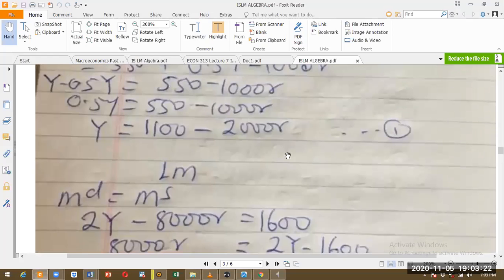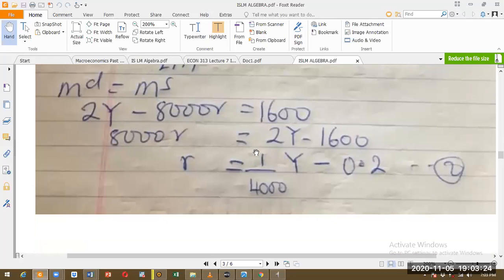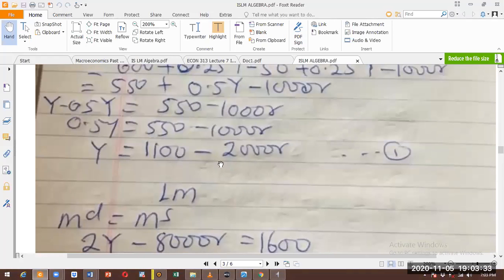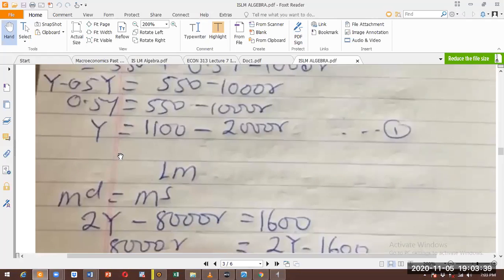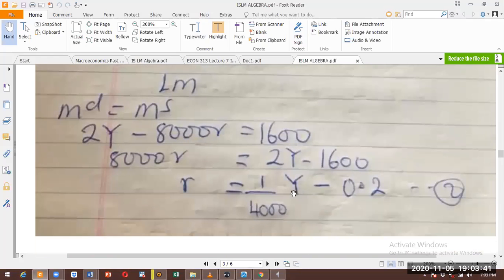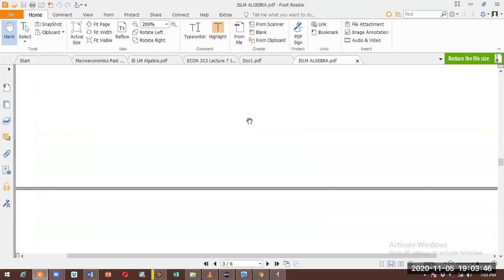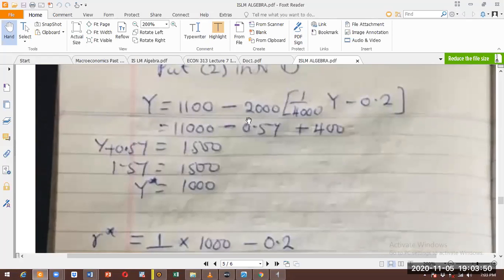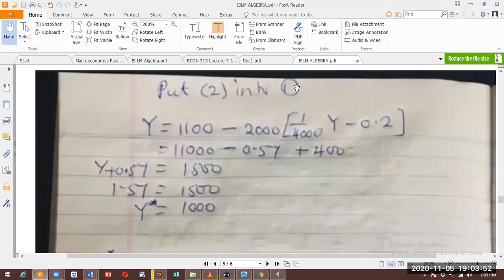So here, instead of this r, we can put this whole value there, where y over 4,000 minus 0.2 into the IS equation, so that we will only get a linear equation in y. So we can get our y later on. We come here, we put it here, and then we can get our r. Okay. So that is what I was doing here. We have to put the second equation into the first one.